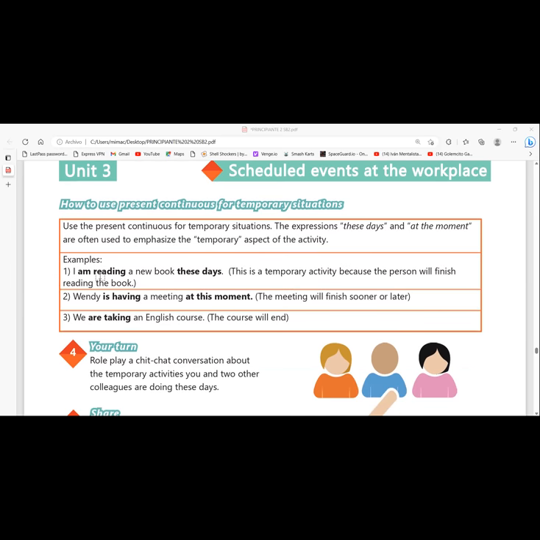Examples: I am reading a new book these days. Estoy leyendo un nuevo libro estos días, pero en este momento no lo estoy leyendo, pero es una actividad continua. No he terminado de leer el libro aún. Por eso digo, I am reading a new book these days. This is a temporary activity because the person will finish reading the book one day, but not yet, pero aún no ha terminado.